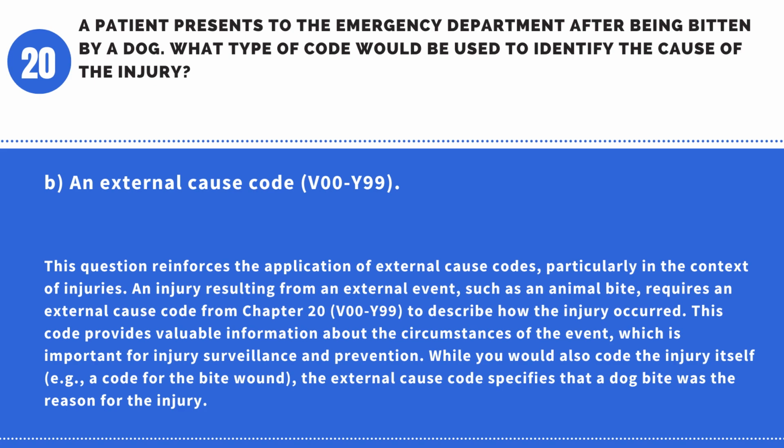V00-Y99. This question reinforces the application of external cause codes, particularly in the context of injuries. An injury resulting from an external event, such as an animal bite, requires an external cause code from Chapter 20, V00-Y99, to describe how the injury occurred. This code provides valuable information about the circumstances of the event, which is important for injury surveillance and prevention. While you would also code the injury itself, e.g., a code for the bite wound, the external cause code specifies that a dog bite was the reason for the injury.